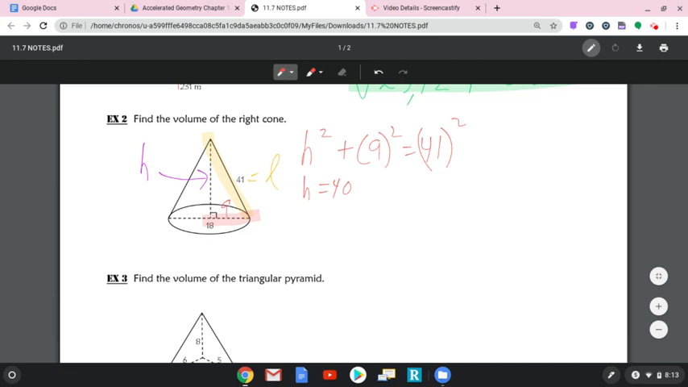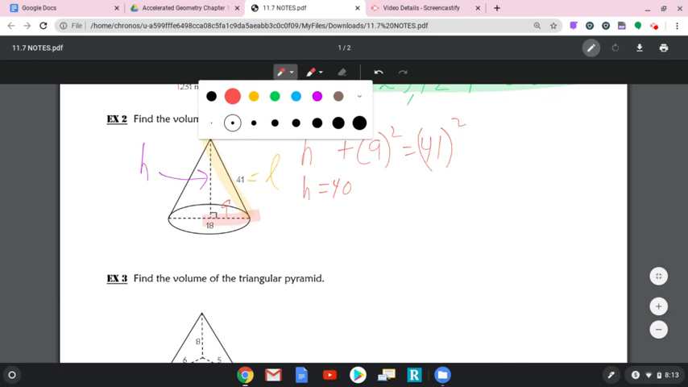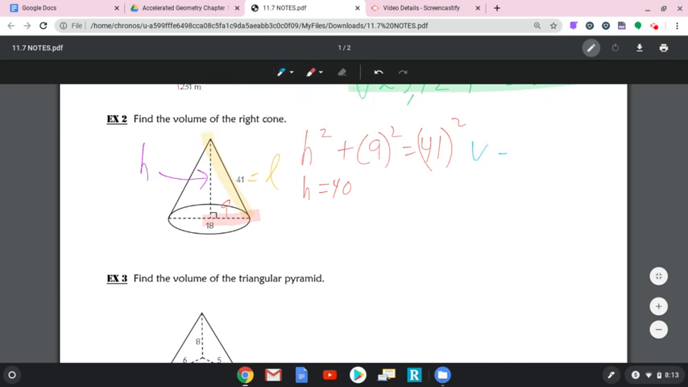That is a Pythagorean triple, 9, 40, 41, not a very common one, so we sometimes forget about it. Now, if we take a look at this, we now have enough information. So how do I find that volume? Well, that volume is 1/3 the base area, pi r squared, times the height. So let's take a look. That means it is 1/3 pi, my radius is 9 squared, times my height of 40.